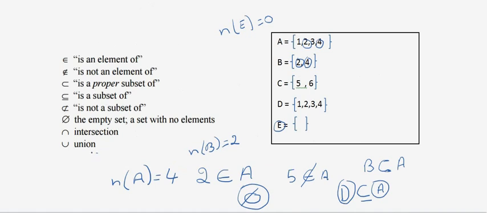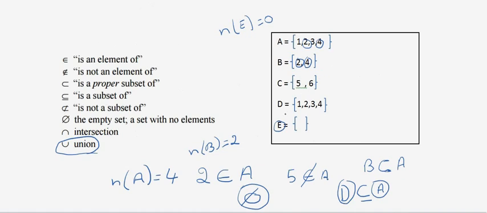So union, as the name says, is a union of two different sets. Let's take an example again from this particular set. I have a set A which has 1, 2, 3, 4, and I have a set, let's say C in this case. Set C has 5 and 6. Now if you take a union, in a way what we are doing here is we are just adding the elements of both the sets into a single set.